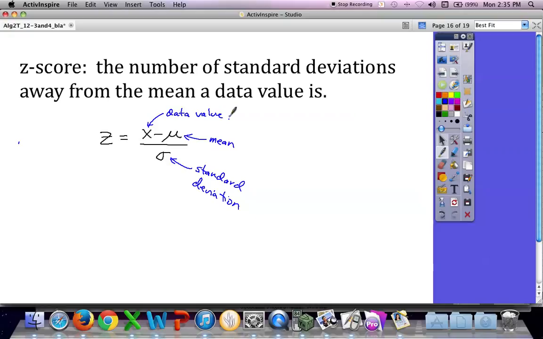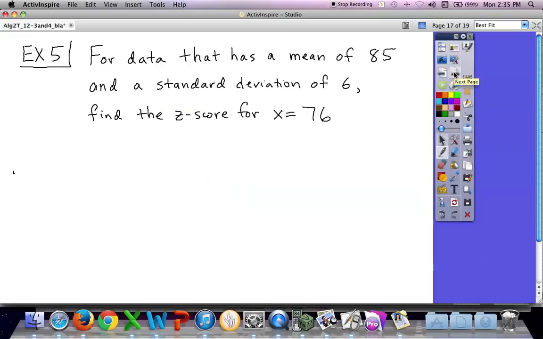Okay. And I think I'll just keep this rolling. So this is how you do z-scores. I think there's 5 homework problems like this, so they'll go fast. So for data that has a mean of 85 and a standard deviation of 6, find the z-score for x equals 76.